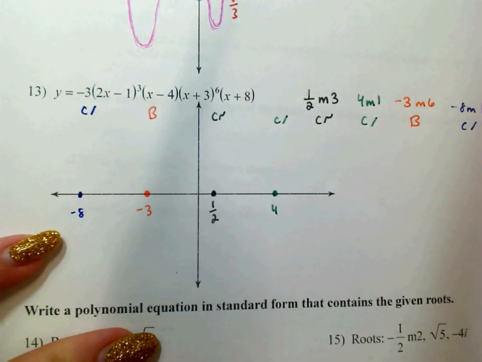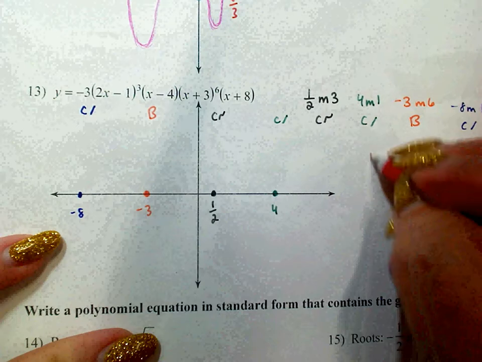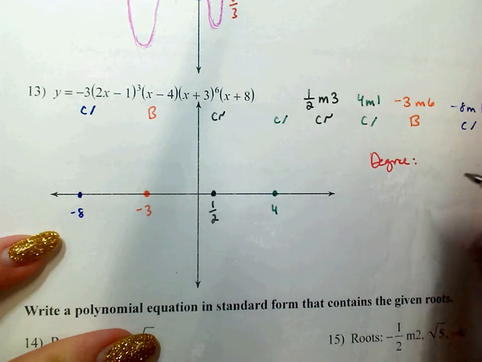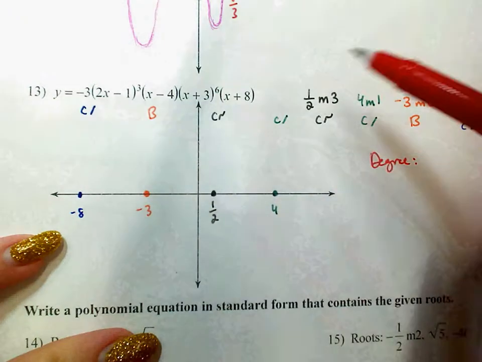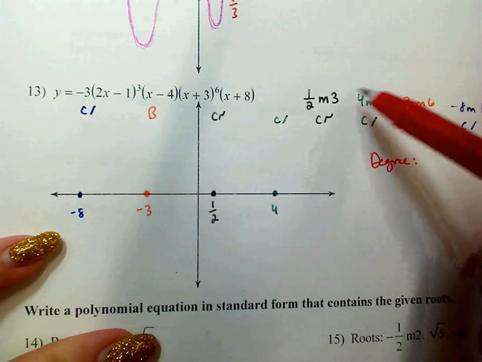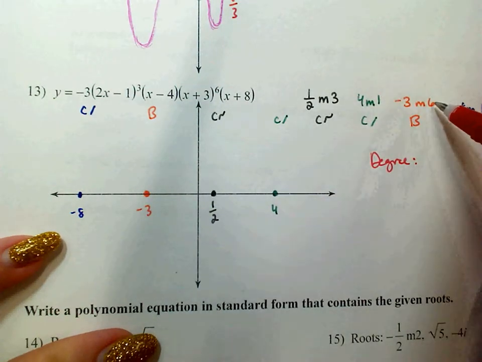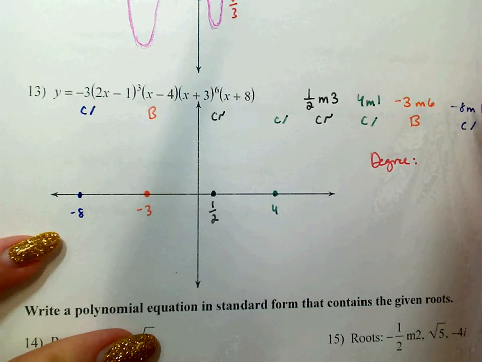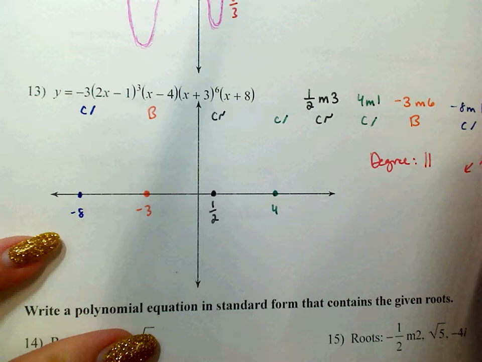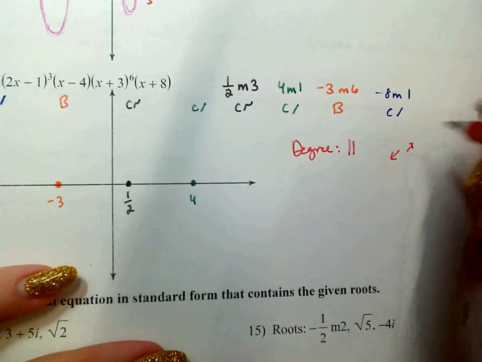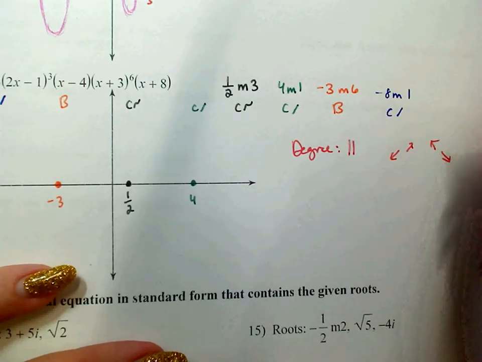Alright. Degree. So degree is adding up all the multiplicities or multiplying them out. So 3, 4, 3 plus 1, plus 6 is 10, plus 1 is 11. So that's an odd degree, which means I have 2 options. Down, up, or up, down. Because odds go in opposite directions, right?